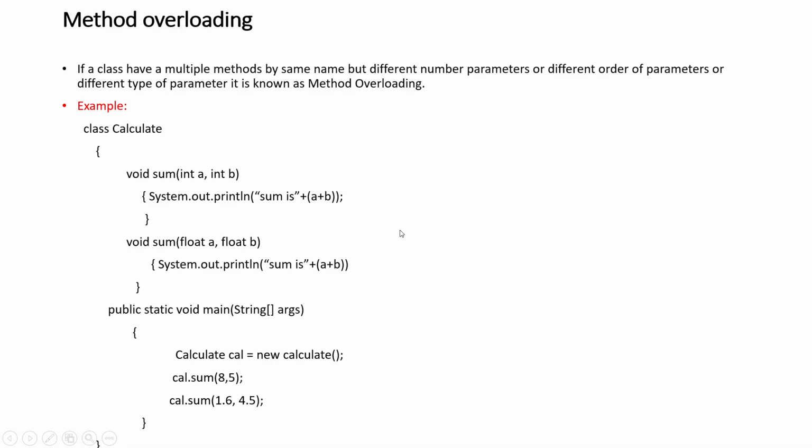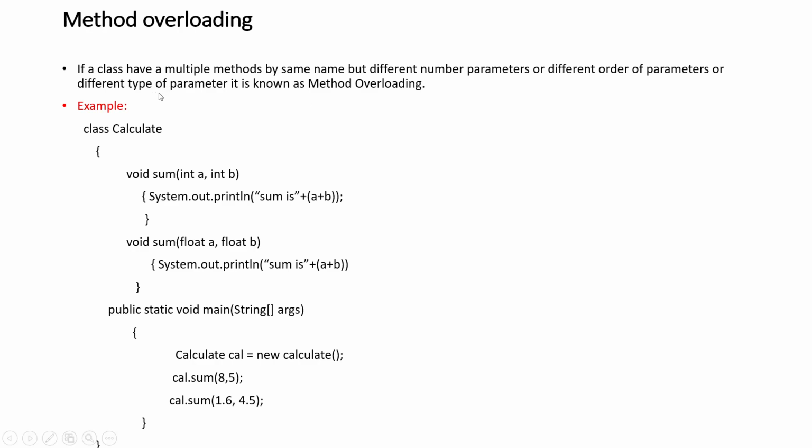Method overloading is the example of compile time polymorphism. So, what is method overloading? Method overloading means a class has multiple methods with the same name, but a different number of parameters, or a different order of parameters, or different types of parameters. Different number of parameters means two parameters, three parameters, it may vary. Different order of parameters means one method has one parameter order, and another method has a different parameter order.